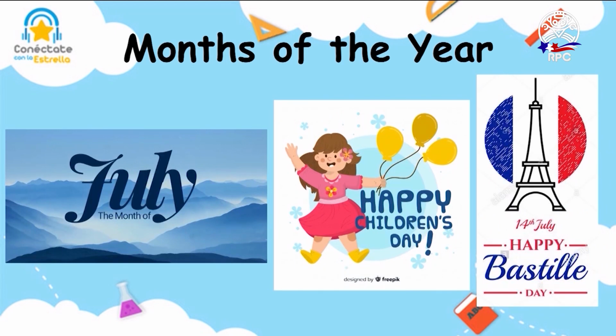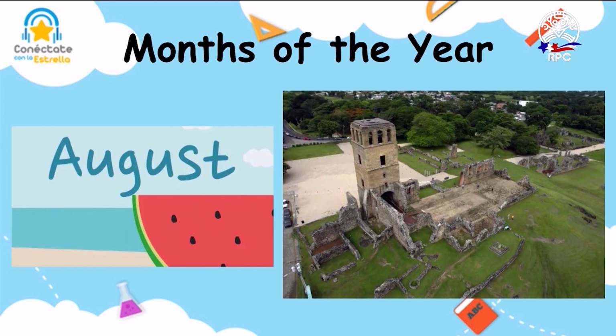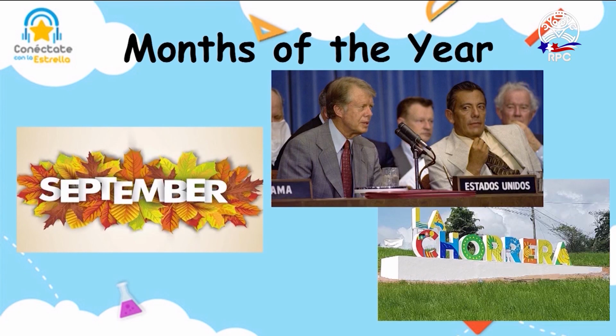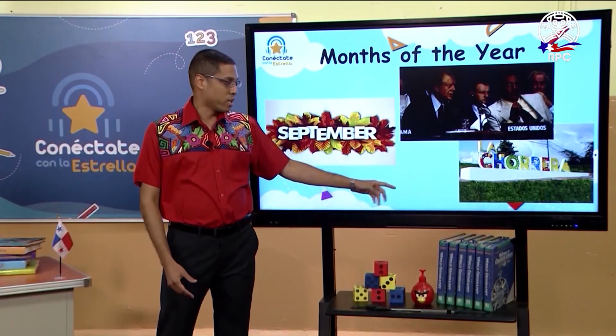Then in July, we have Children's Day, but also we have an important worldwide event, which is Bastille Day, which is the National Day of France. Then we have August. During the month of August, we praise and we celebrate and commemorate the anniversary of Old Panama. Later, during the month of September, we have dates or events such as the signature of the Torrijos-Carter Treaty, as well as the anniversary of La Chorrera.